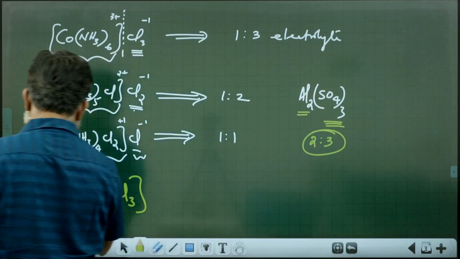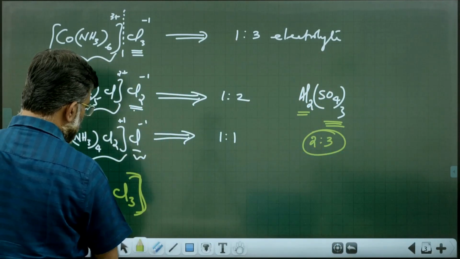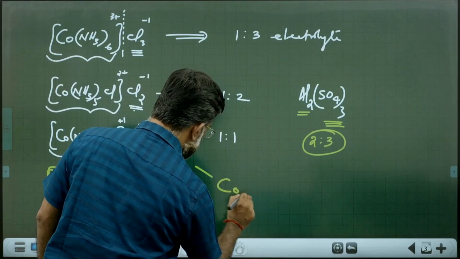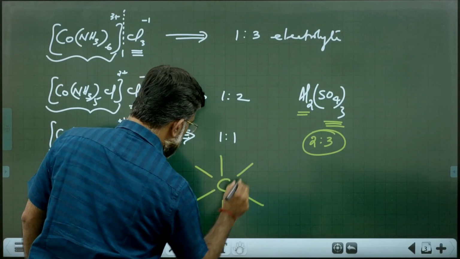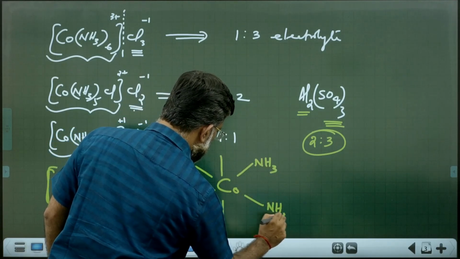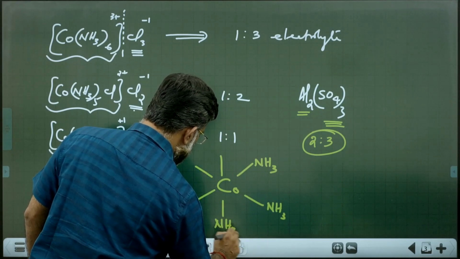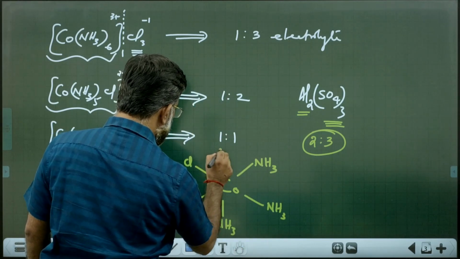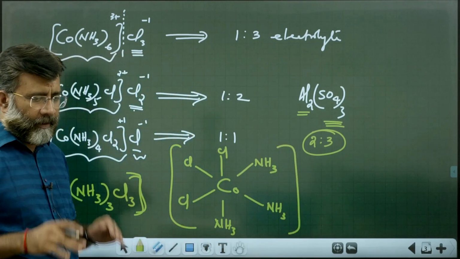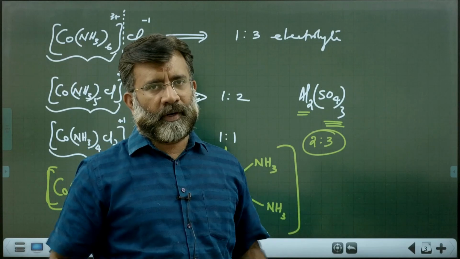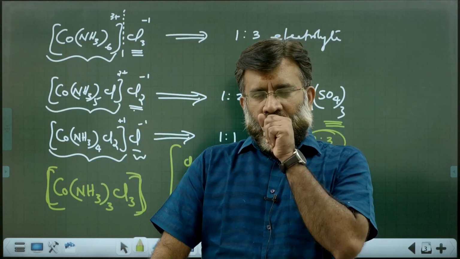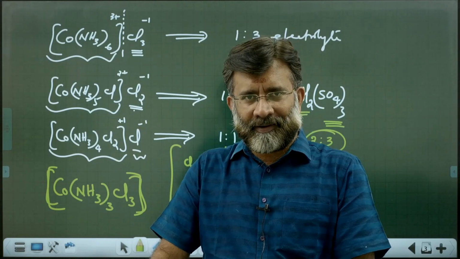This is called a coordination entity, and in fact it is a non-ionizable valency. You look at that, ammonia number 1, ammonia number 2, ammonia number 3, chlorine, chlorine, chlorine. It is available as a single entity, and you don't get the chlorine ionizing. Hope you understand.